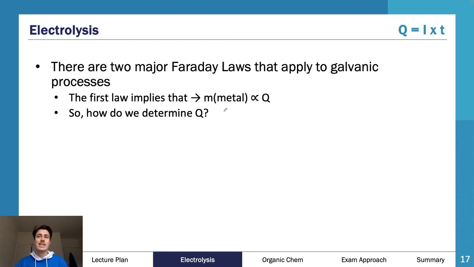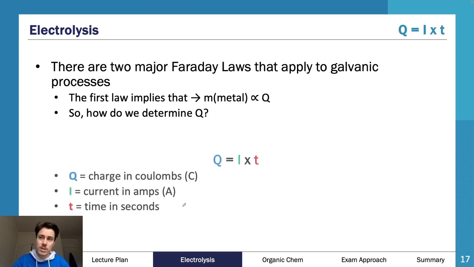We can measure the voltage and the amps, or the current, and the time, and therefore we can go from current and time all the way through to charge, through to our moles of electrons, and then use our stoichiometry. So really important, remember that Faraday's has two laws, and the first law implies that the mass of metal is proportionate to the charge. So how do we determine charge?